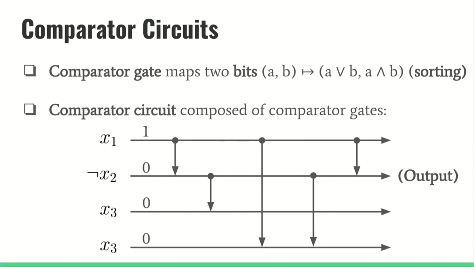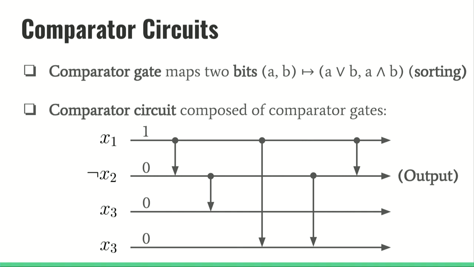So just to get an idea of how these things operate, I'm usually going to draw comparator circuits like this. The nice thing about comparator gates is that since they all have two inputs and two outputs, the number of wires is never going to change throughout the computation of the whole circuit. So I'm always going to draw it like this. The inputs will be labeled on these wires right here. And then for every gate, I'll just take the two input wires and lead them to the two output wires.